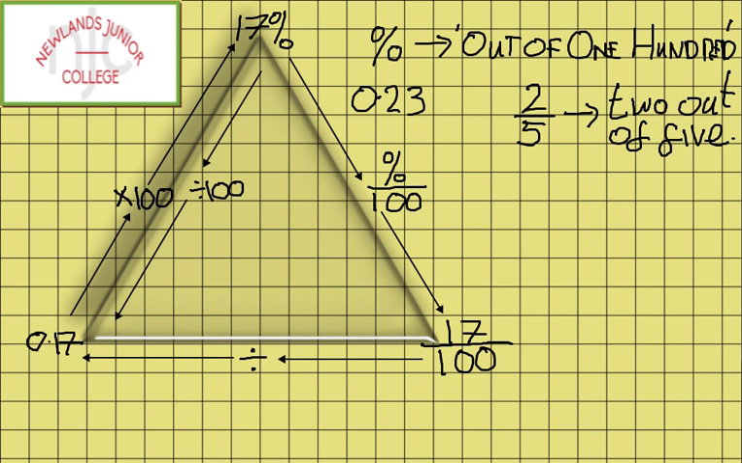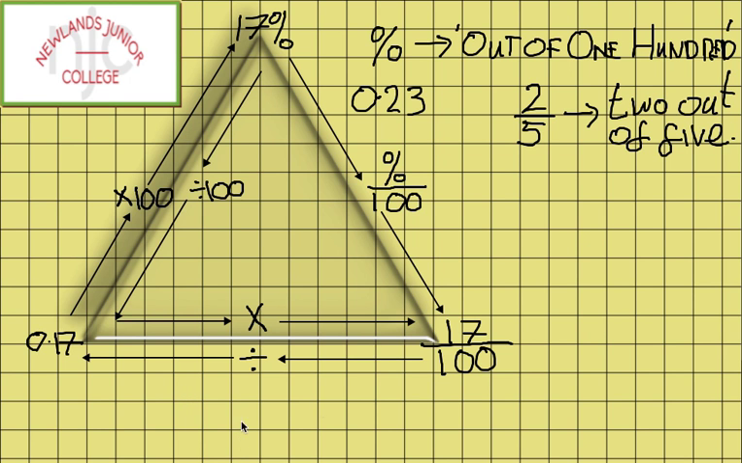Okay, what happens if we want to go in the opposite direction now between 0.17, a decimal, and 17 over 100, our fraction? Going from the fraction to a decimal, we divided. We just divided exactly as the fraction told us, in this case by 100. To go from a decimal back to the fraction, you guessed it, you multiply by 100.